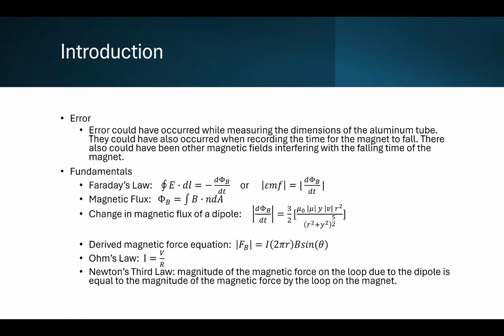Fundamentals of this lab are Faraday's law and magnetic flux, which relates the external magnetic field and the area. The change in magnetic flux of a dipole is given right there. The derived magnetic force equation is I times 2 pi r B sine theta. Ohm's law is I equals V over R. And then Newton's third law tells us that the magnitude of the magnetic force on the loop due to the dipole is equal to the magnitude of the magnetic force by the loop on the magnet.